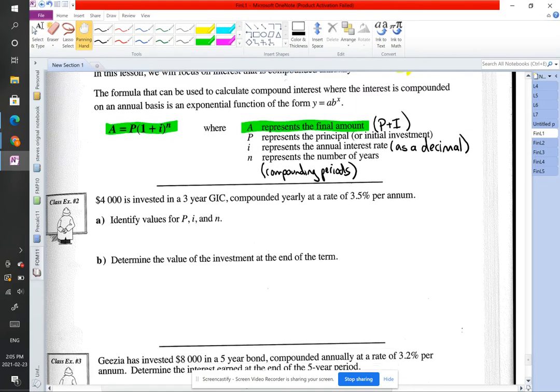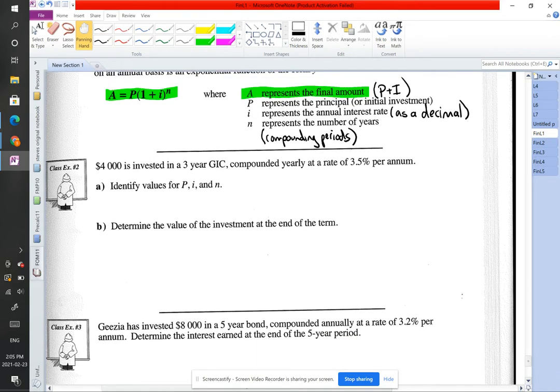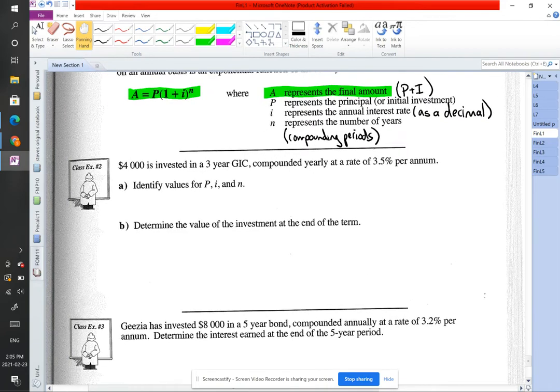So let's use this formula for a class example number 2. It says $4,000 is invested in a 3-year GIC compounded yearly at a rate of 3.5% per annum or per year. And now we want to identify the values for P, I, and N. So P is our initial investment. So that's $4,000.